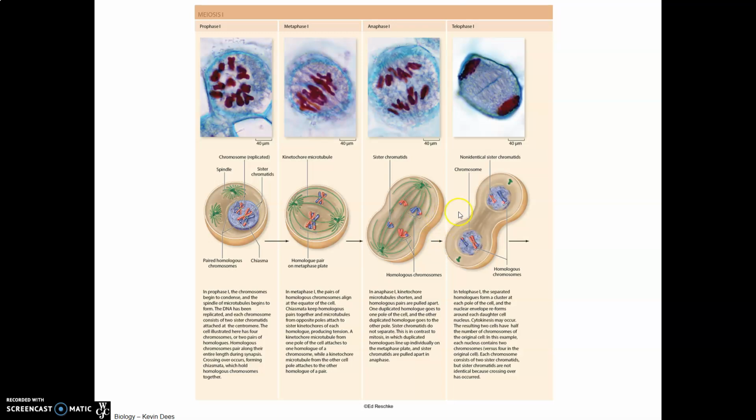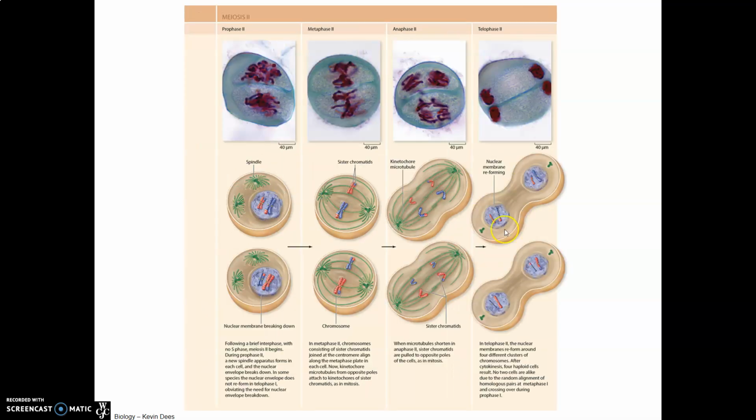And following anaphase 1, we see telophase 1, where the nuclear envelope will begin to reform and our chromosomes will relax a little bit. We'll see cytokinesis occurring, separating the one cell into two cells. Now, following interkinesis, we now enter meiosis 2.